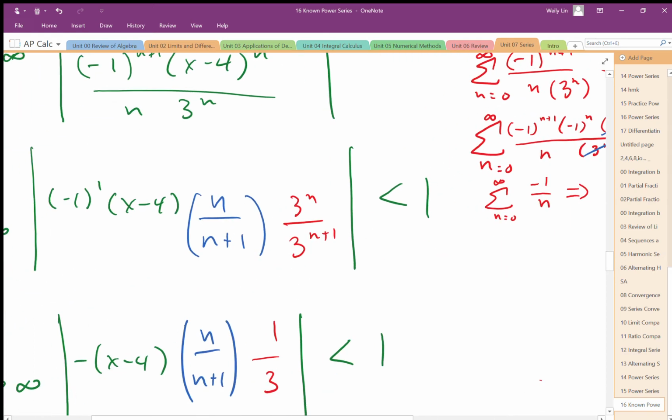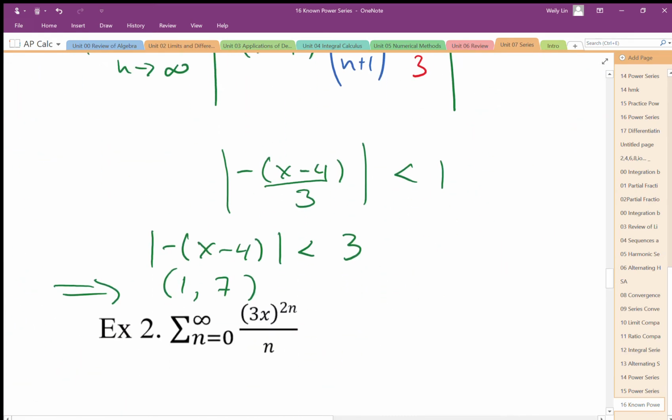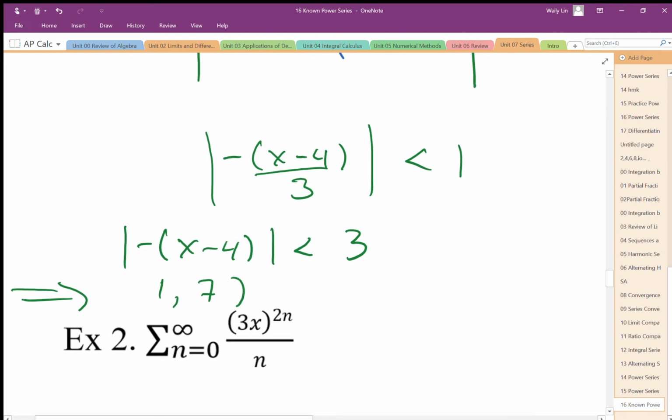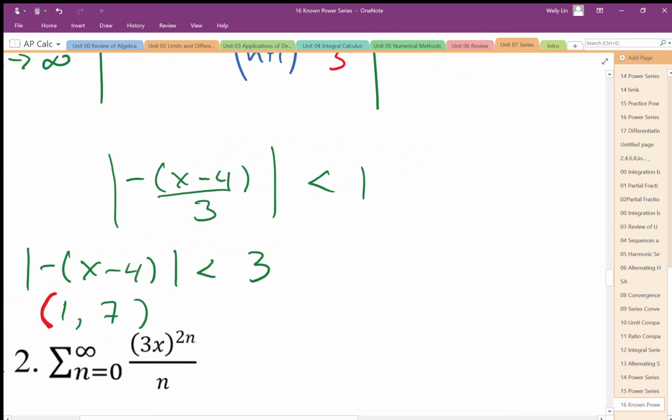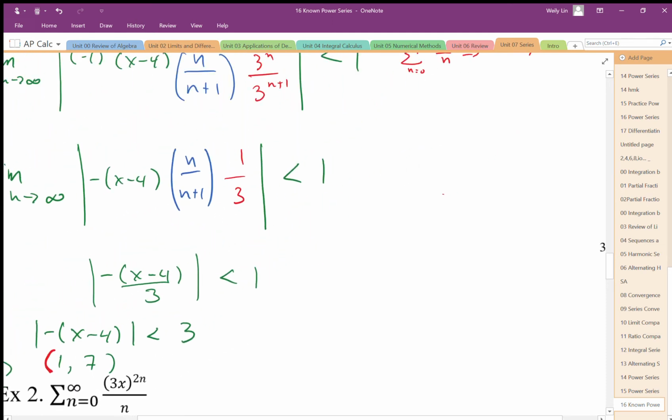So if we go back to our interval here, I know that we do not include the endpoint. I'm just going to keep track of it like that. So I go back, and I need to then test the other endpoint.